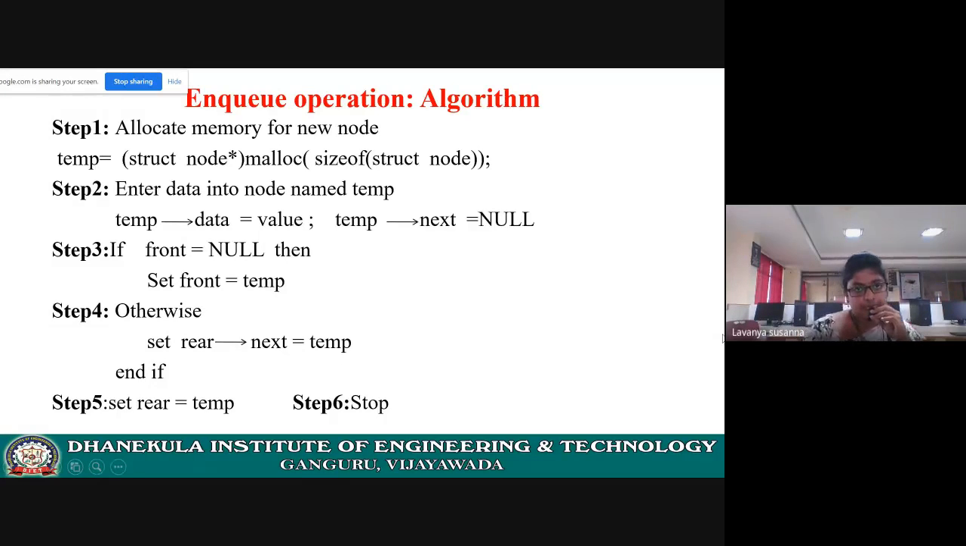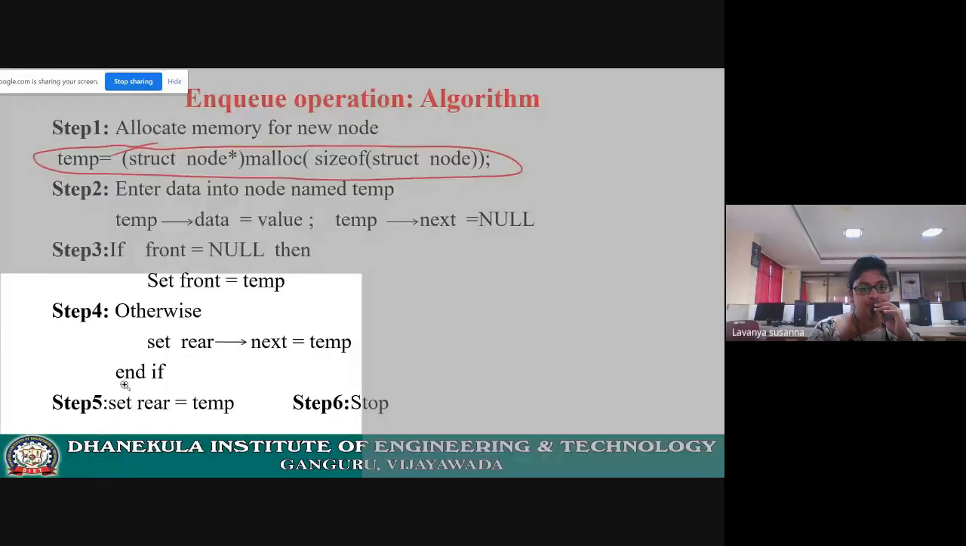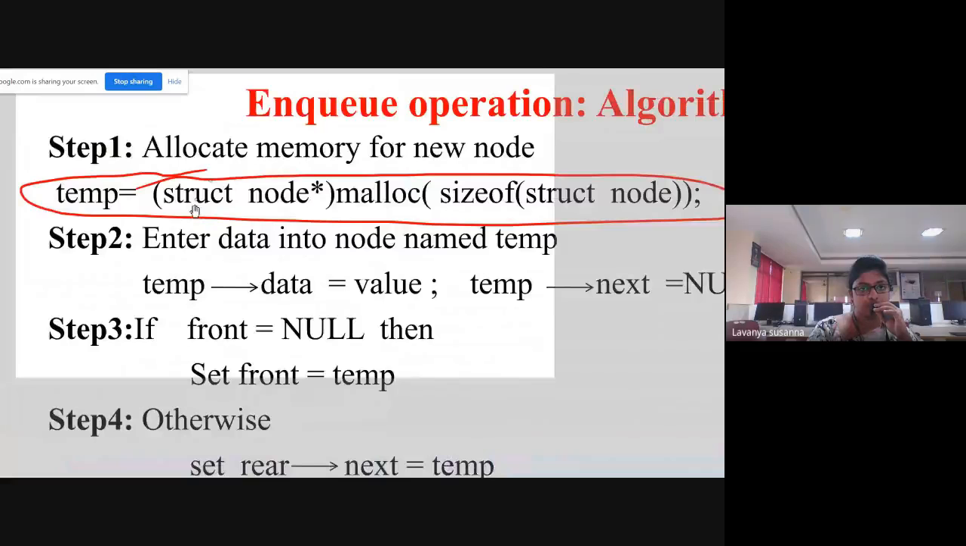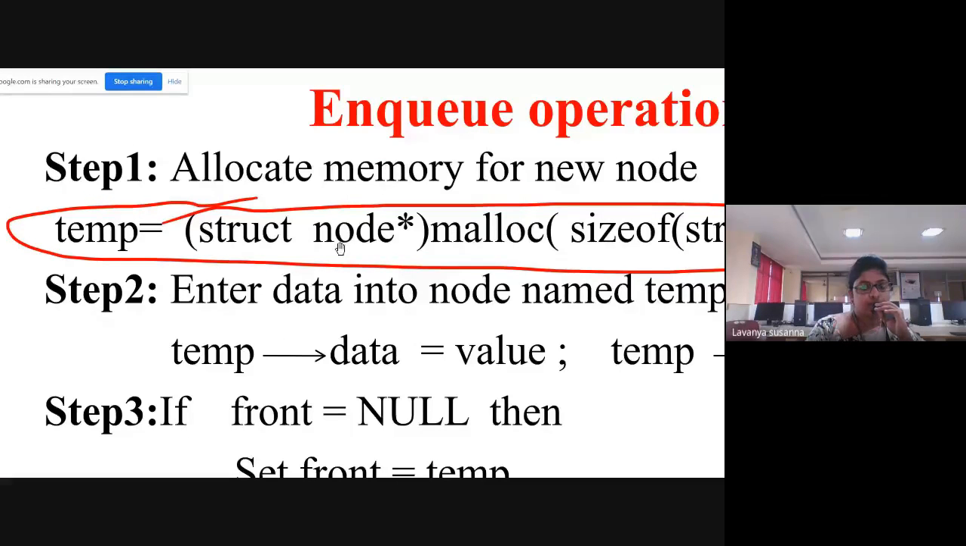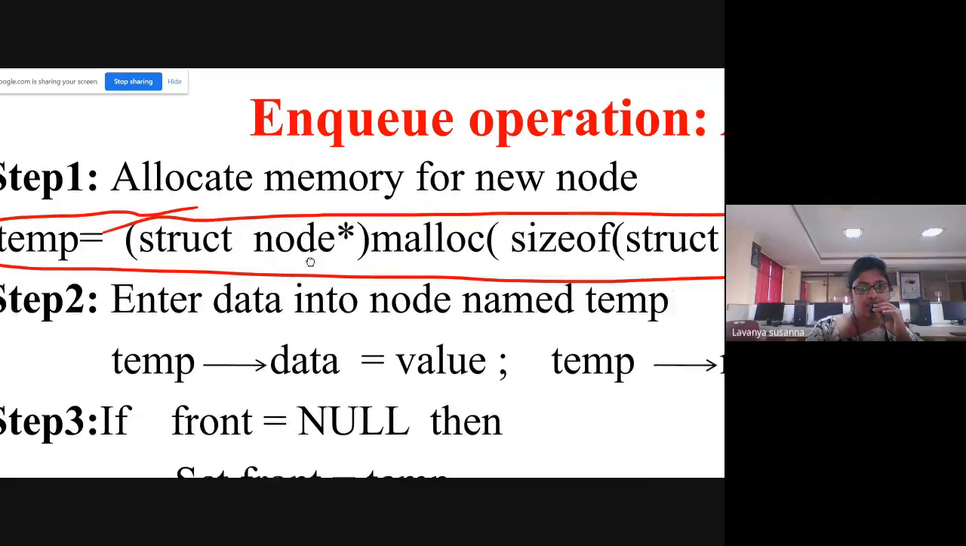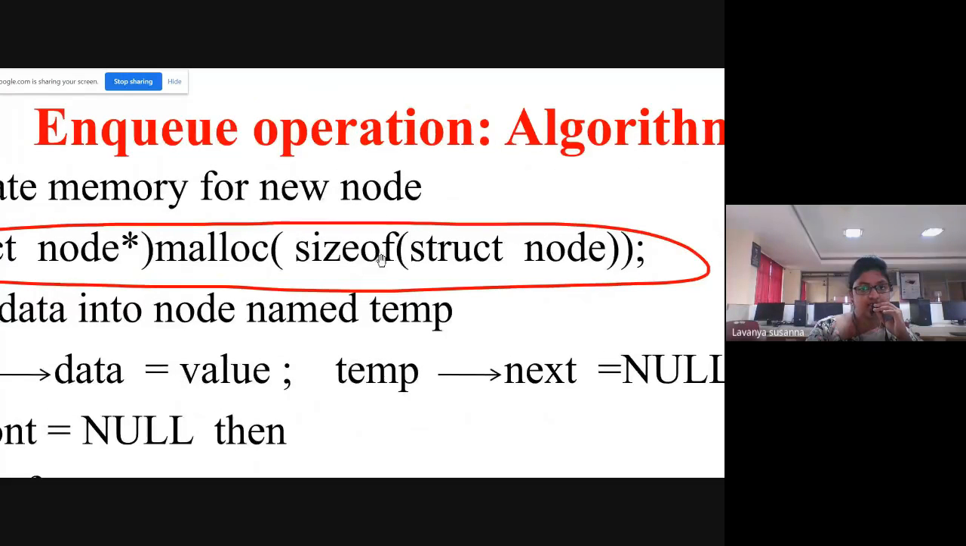Now see the first step. What is the first step? Start. After that, allocate memory for a new node. What is that node? Temp. With this statement, you are going to allocate memory for this node. Temp equal to struct node star, malloc(sizeof(struct node)). Here you need to write the type. What is the type of the node? Struct node star.